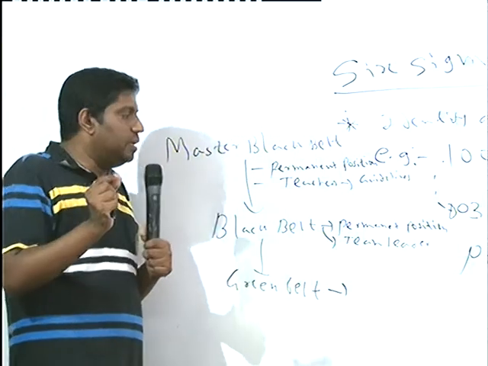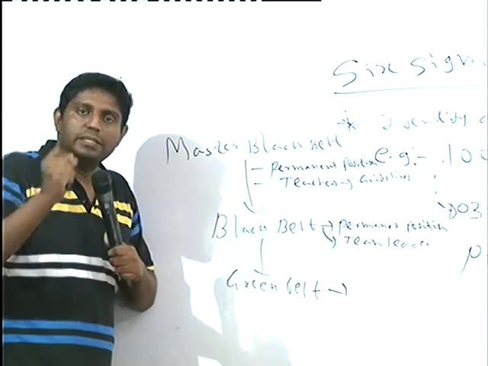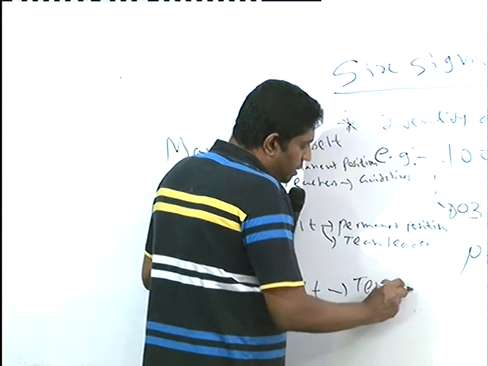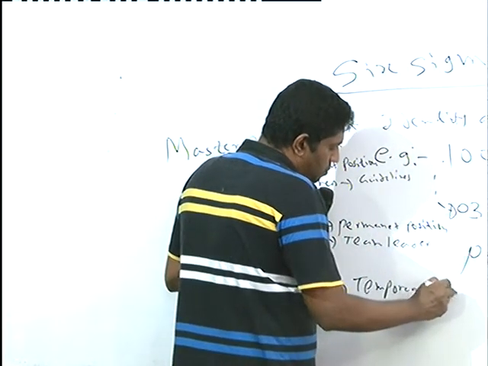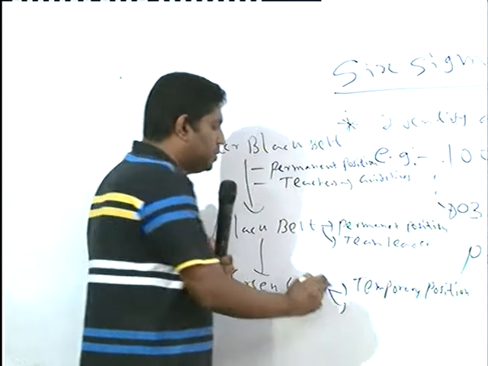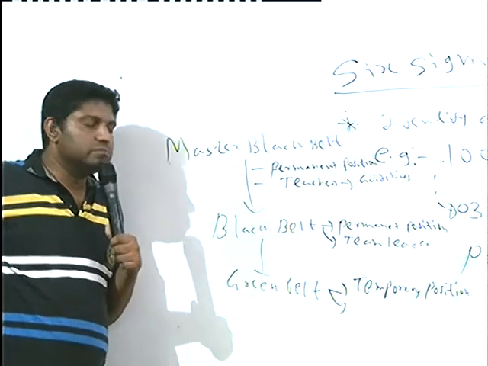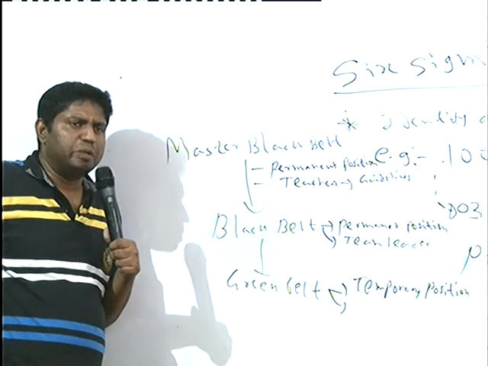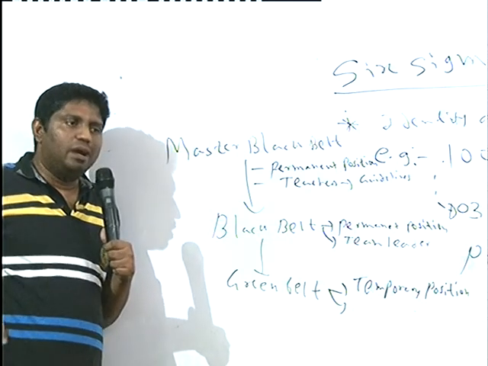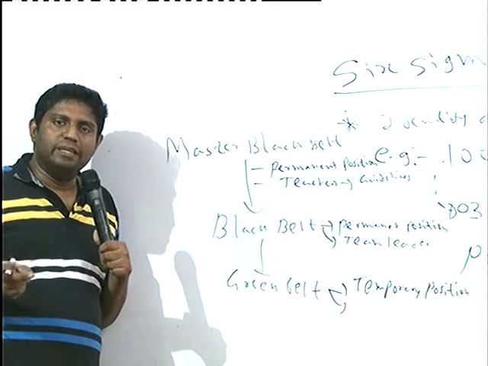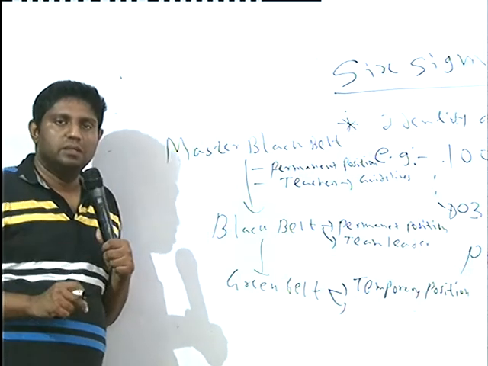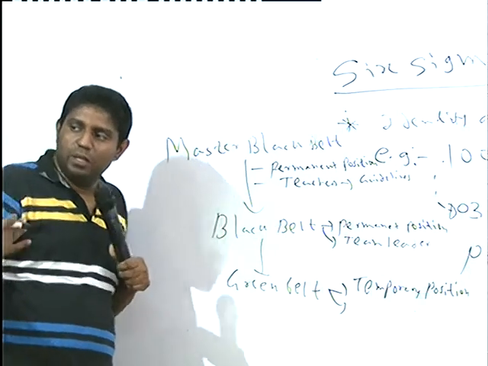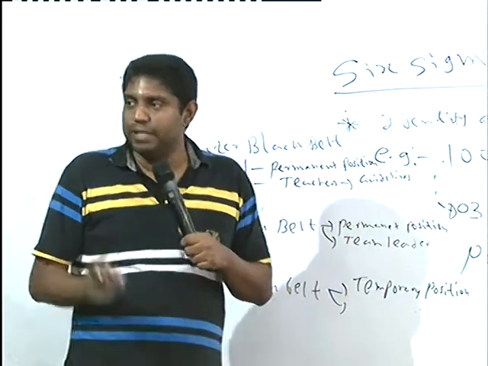The green belt position is not permanent. It's a temporary position. Temporary position means until you complete the work, you are a member. After the work is completed, they go back to their normal operation work. That's why I mentioned temporary position.